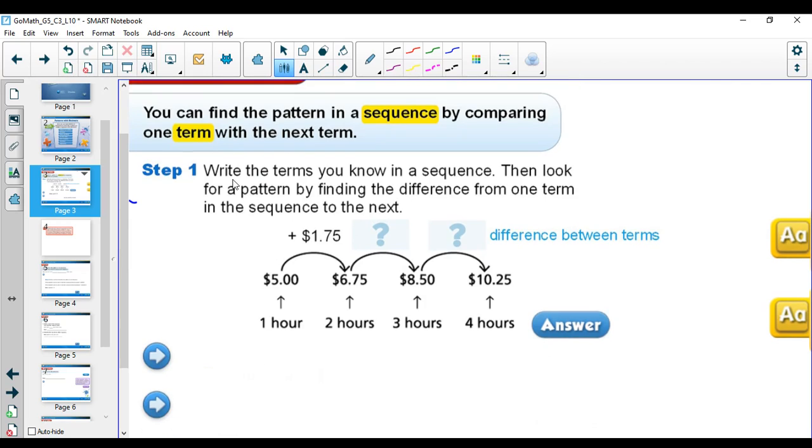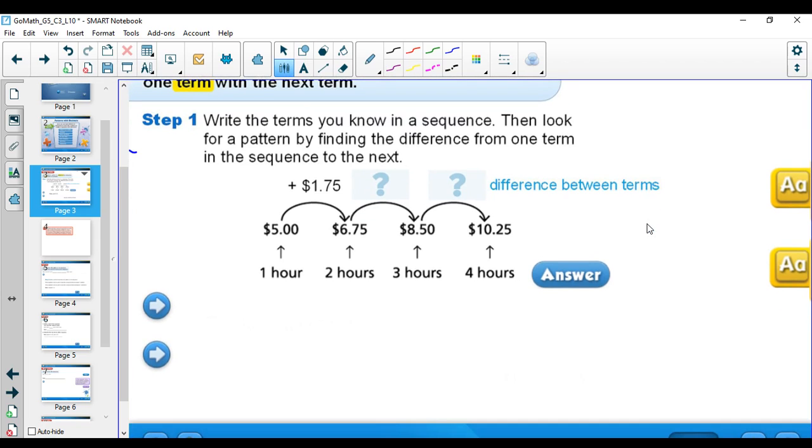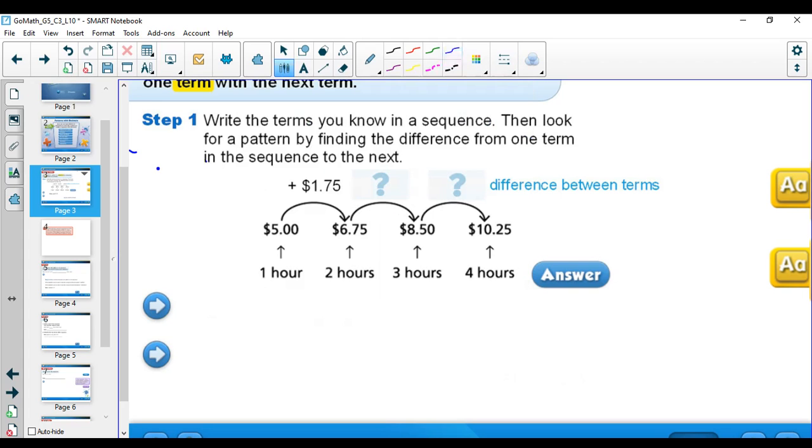So we have our sequence here, $5, $6.75, $8.50, $10.25, and we want to figure out a rule that would help us to describe this sequence of numbers, to find the pattern here. The first thing that I'm going to do when I look at this is look at whether my numbers are increasing in size or decreasing in size as I go. And let me just change the size of our pen really quick.